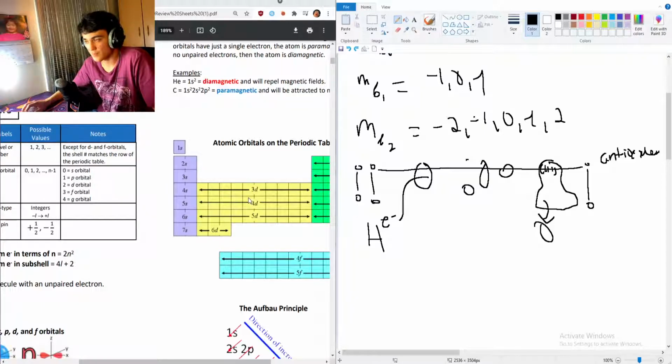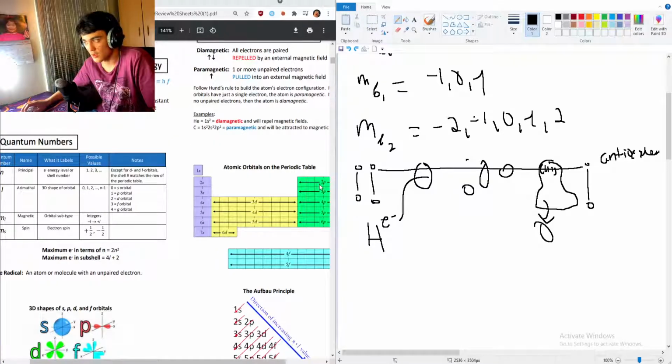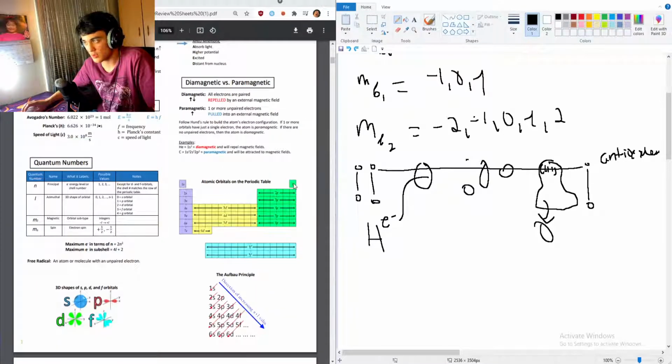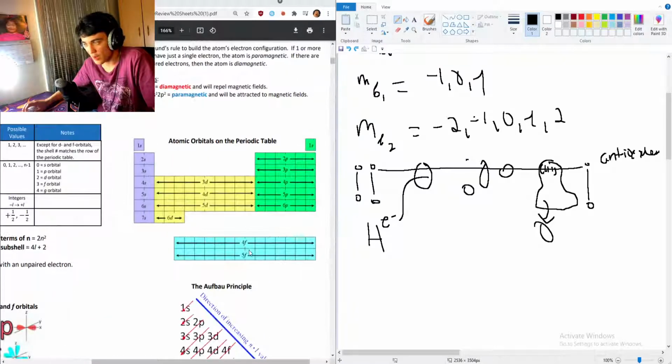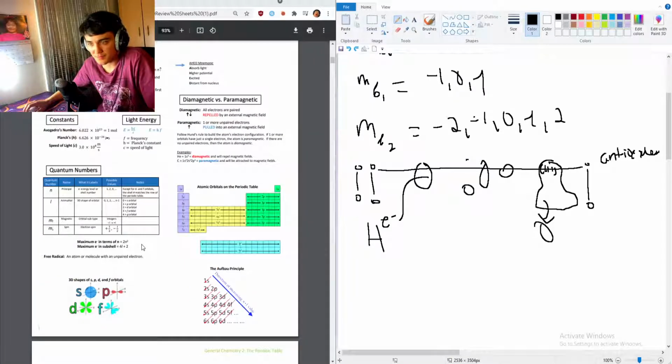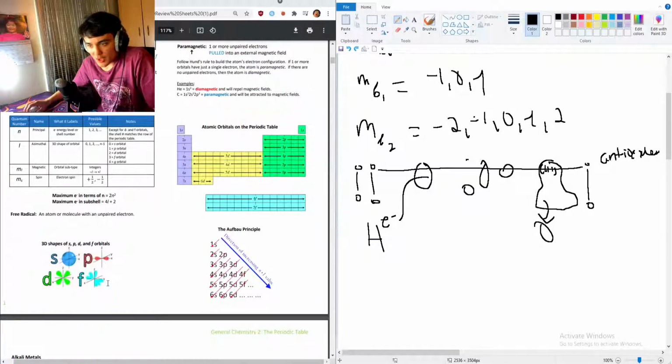So 3D, 4D. You have to memorize that. It's going to be 1 less than that. So 3, 4, 5, and it would keep going. 2, 3, 4, 5, 6. Everything's similar here. 4F, 5F. I don't understand this one. Whatever. It rarely goes up to this. 3D shapes of SPDF orbitals. Who cares?